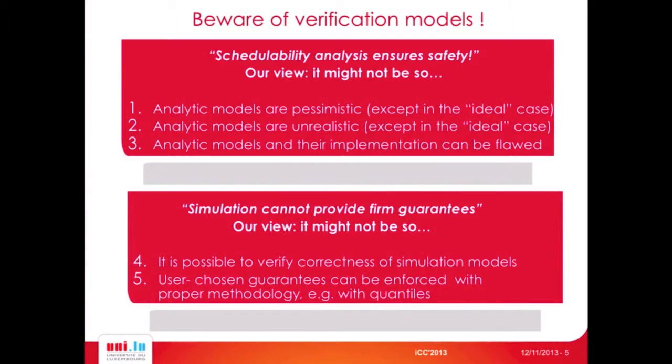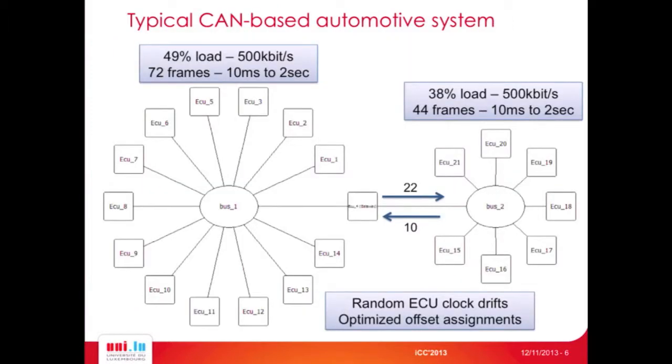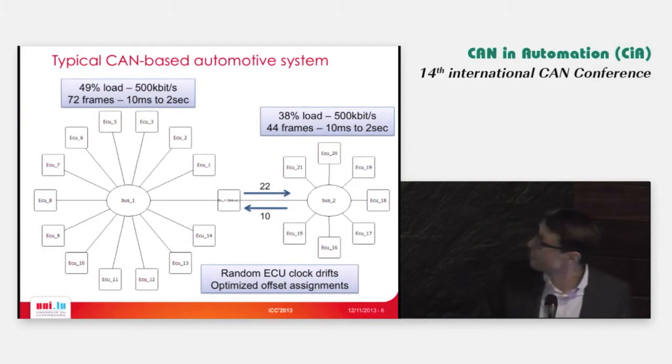And for the illustration, you'll see results of experiments, and we'll consider a typical CAN-based automotive communication architecture with 2 CAN buses interconnected by a gateway, so 2 500 kilobits CAN buses, 20-something ECUs. And you see the load is 50% on one network and 38% on the other network, with something like 115 frames overall.